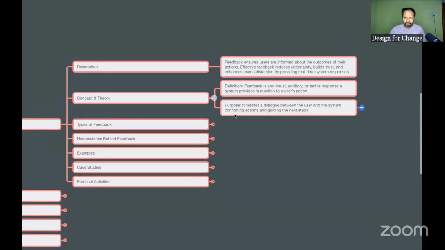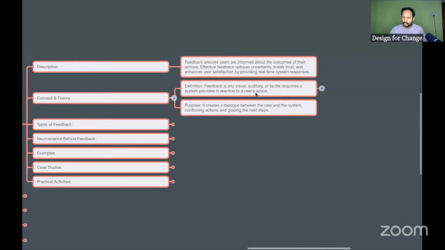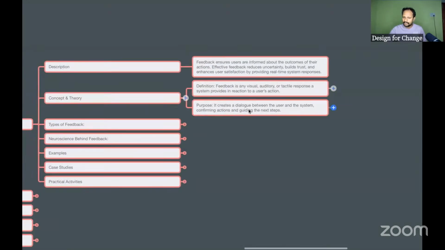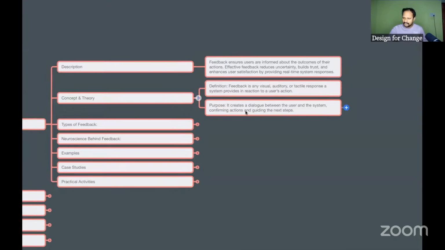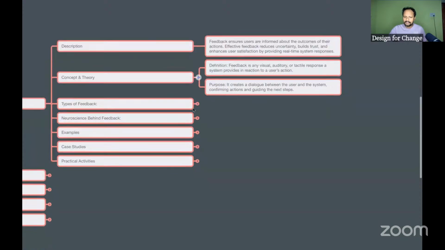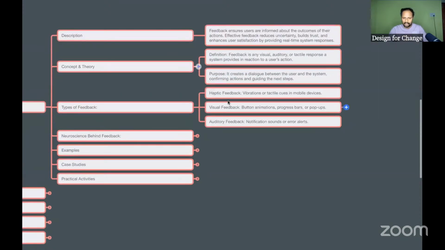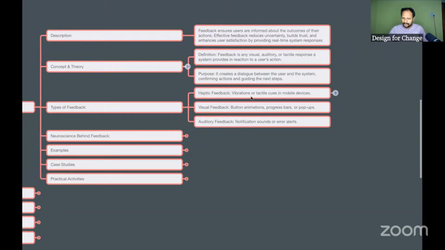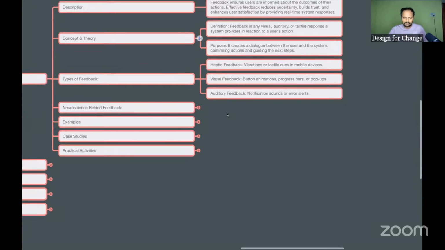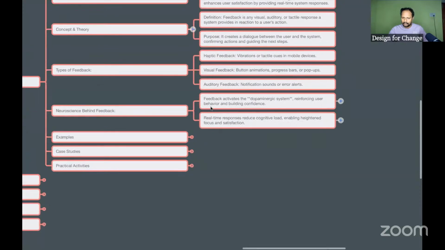So what is this? Feedback is any visual, auditory, or tactile experience that provides a reaction to the user's action. It creates a dialogue between a user and a system, confirming actions and guiding the steps. I think we all know it. There are many types of feedback. One is haptic feedback, using vibration and tactile cues on a mobile device. Second is visual, which you talked about. Third is auditory. Very simple.